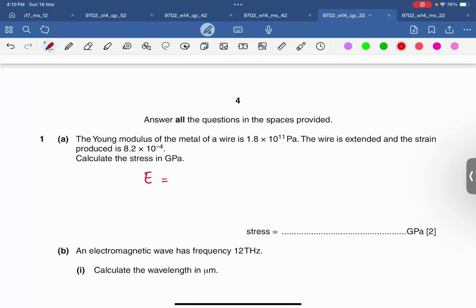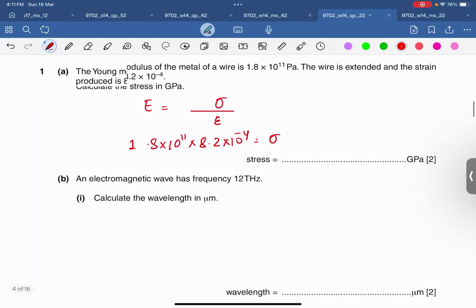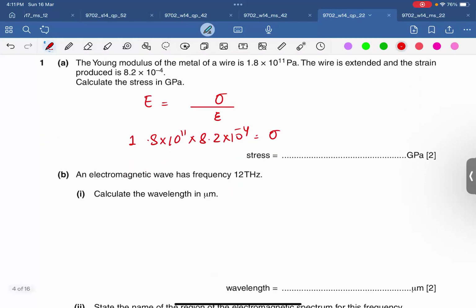Yeah, stress over strain, and you just rearrange to make stress the subject. Fine. Perfect. Okay. So 1.8 exponent 11 times 8.2 exponent negative 4 gives me the stress. How much? One, two, three.